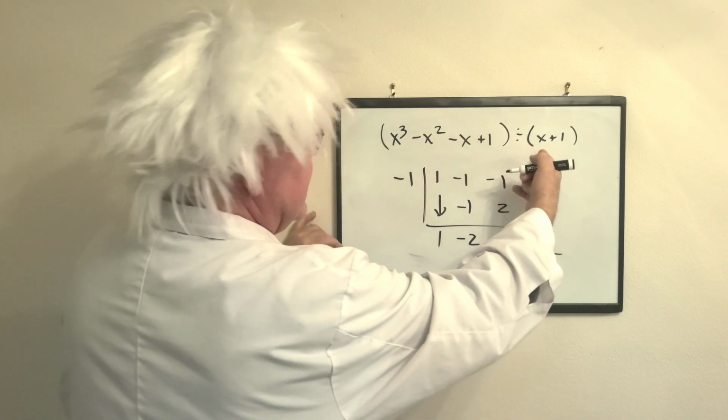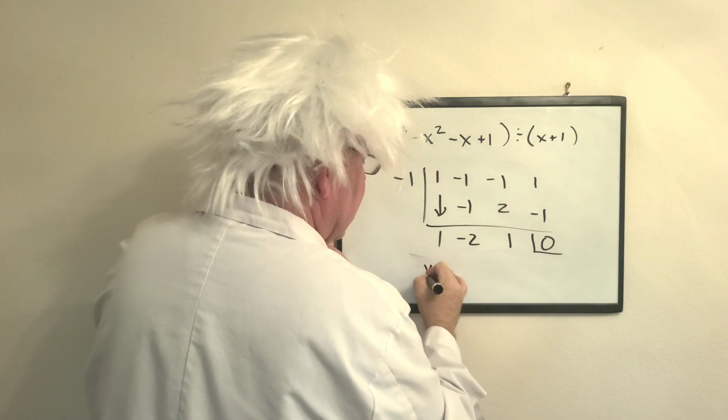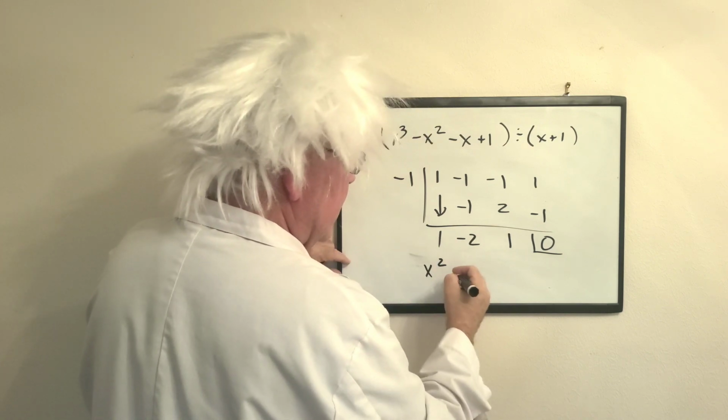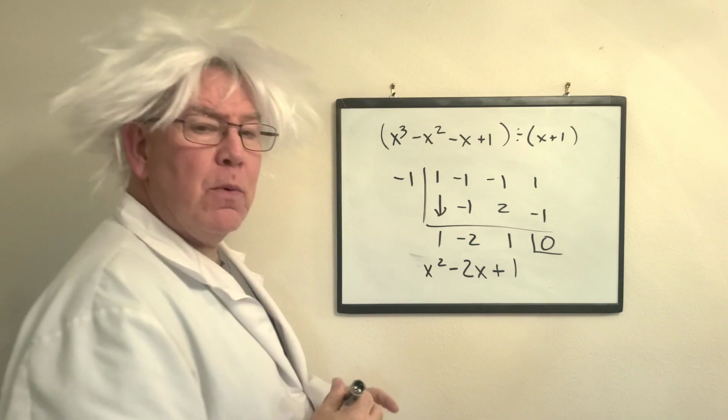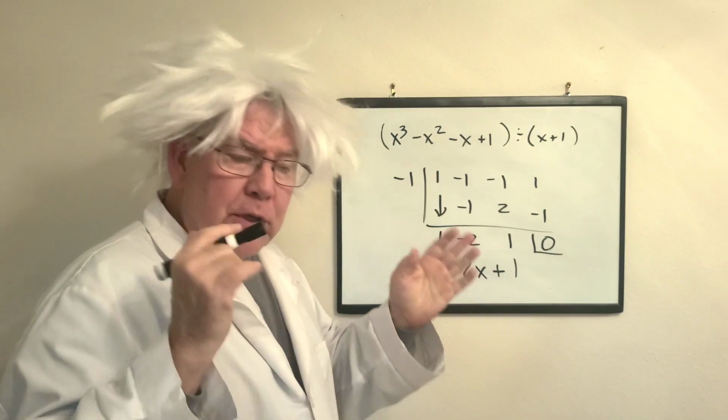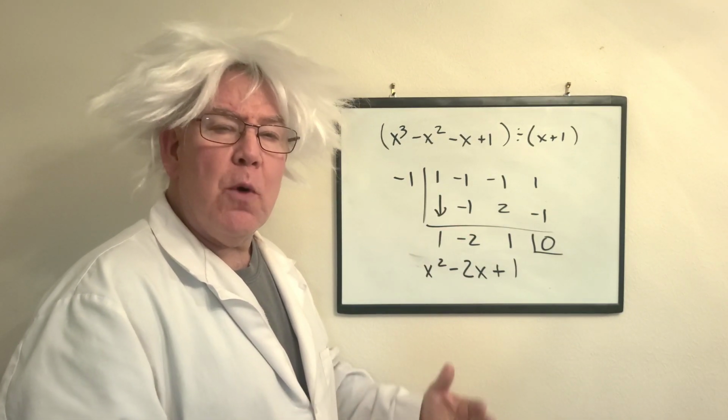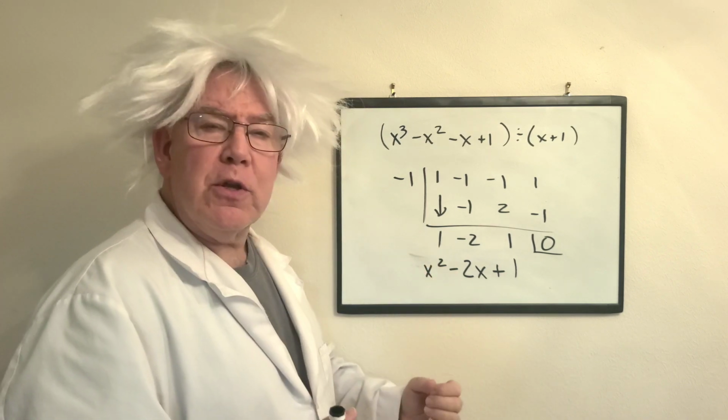So we started with x cubed. We divided by x, so we get x squared here. So that's 1x squared minus 2x plus 1. There we go. Now, there's a lot to kind of incorporate into this video, but I hope that it was clear and you can do it.